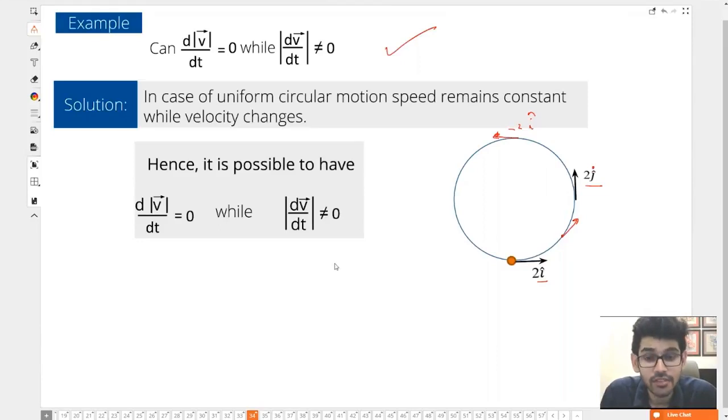Then how will it be a vector quantity? What will be a vector quantity? Students, what? Adesh, you are asking now, how will it be a vector quantity?